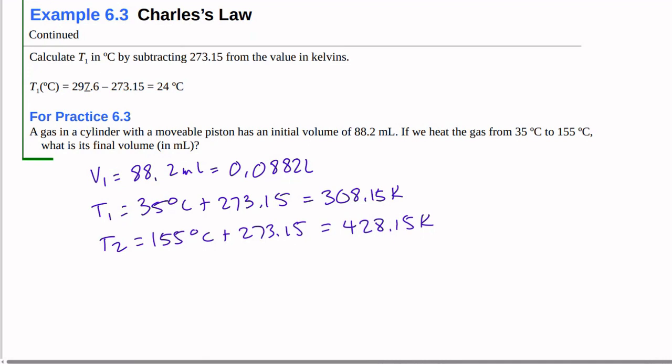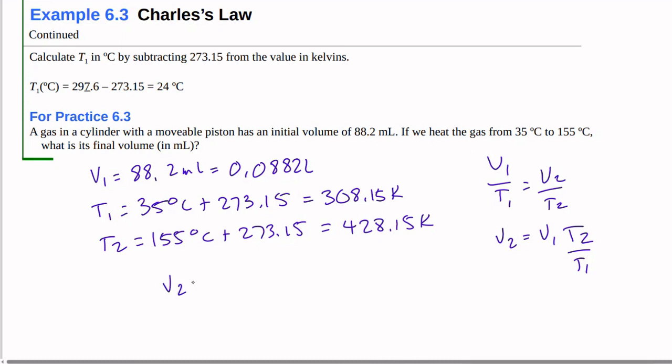Right. So next we're going to solve for V2. Our equation is V1 over T1 equals V2 over T2. And so V2 is equal to V1 over T1 times T2. What we did was we multiply both sides by T2.